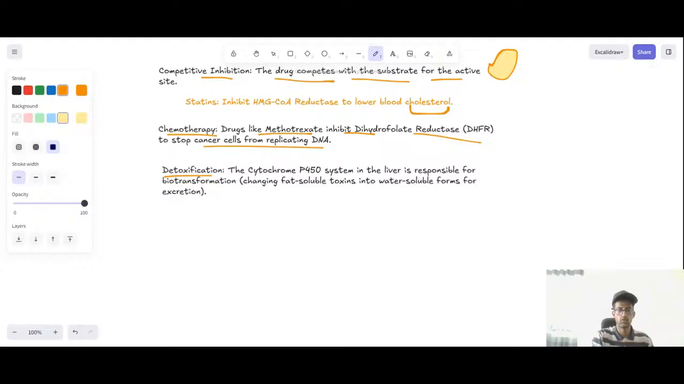Detoxification, cytochrome P, this enzyme is very essential for phase one. Phase one is responsible for biotransformation, changing fat soluble toxins into water soluble form for excretion. It is essential for drug metabolism. And then there are also cofactors and vitamins.